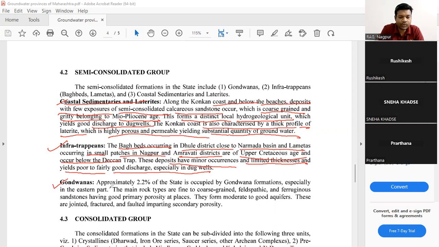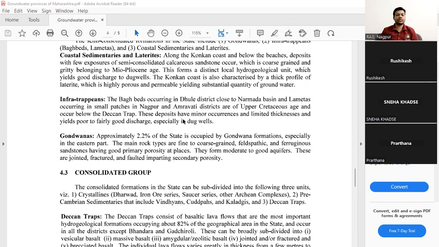Gondwanas have sandstones, especially in the eastern part. The main rock is coarse-grained feldspathic and ferruginous sandstones having good primary porosity. They form a moderate to good aquifer. These are jointed, fractured, and faulted, imparting secondary porosity. So wherever the Gondwanas are present, they will form a good aquifer.